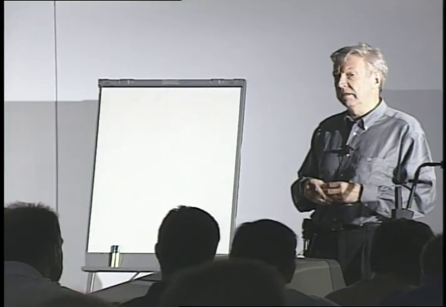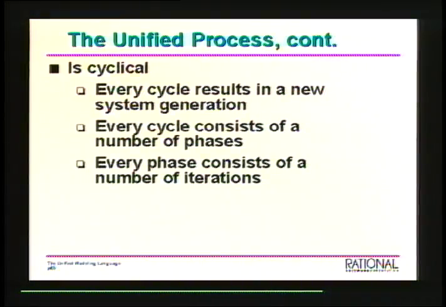It's cyclical. That means that the development, the total life cycle of a system, is split into cycles. Every such cycle produces a new release or generation of a system. Every cycle is then split into phases, and every phase consists of a number of iterations.